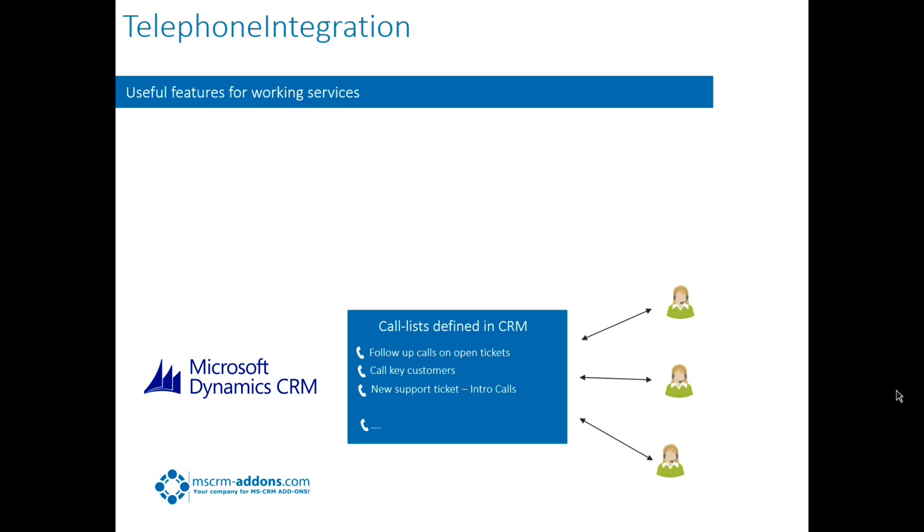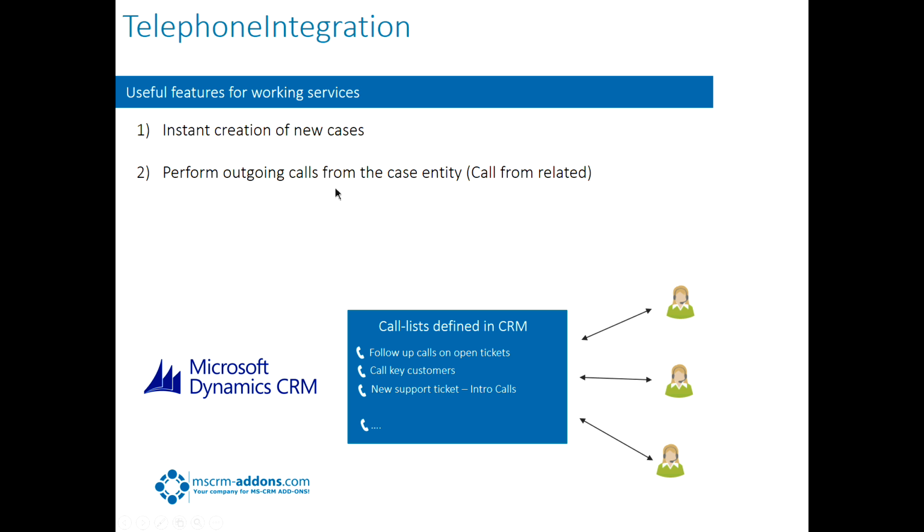Telephone integration has some useful features for working services. One is instant creation of new cases, along with several other entity records, as well as activities. You can perform outgoing calls from the case entity. For example, you can be working on a case, hit the button, and it'll perform a lookup of the related contacts or account, give you those phone numbers, and you can just call the people that you need to call.